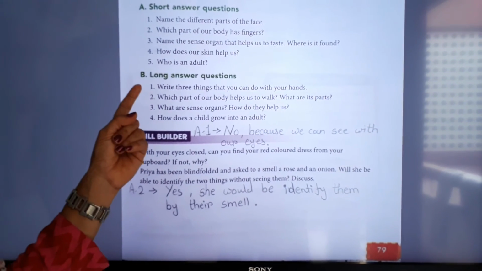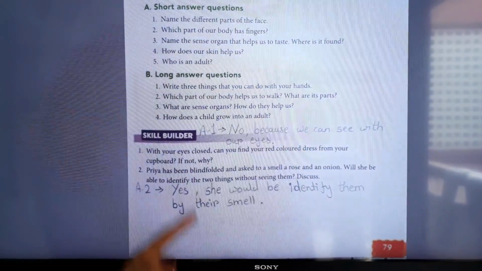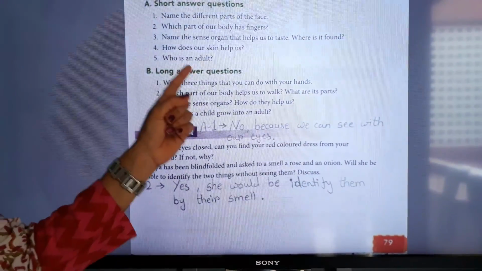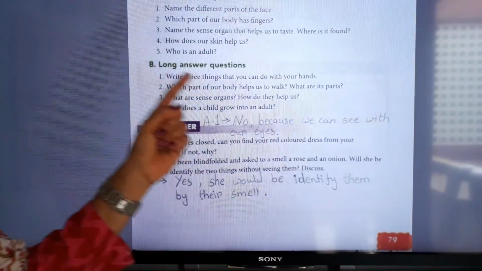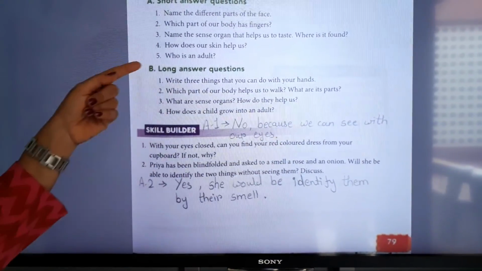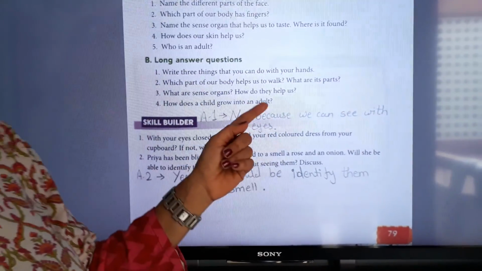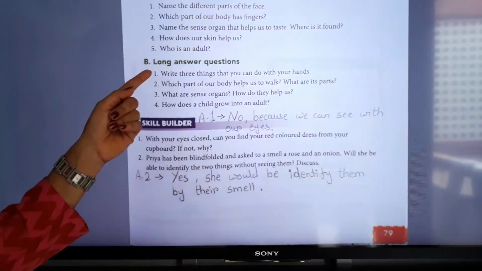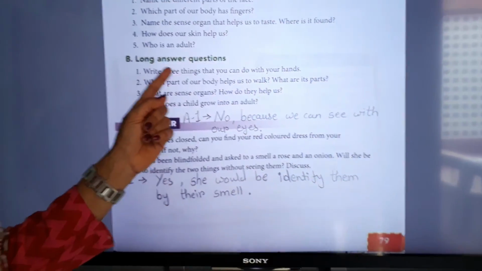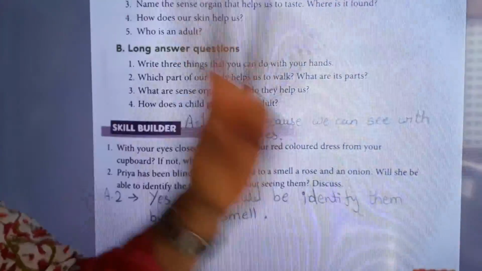Now part B, long answer questions. Our next portion is B, long answer questions. These are also very easy. We will write only 3 and we will discuss number 4. So number 1: write 3 things.